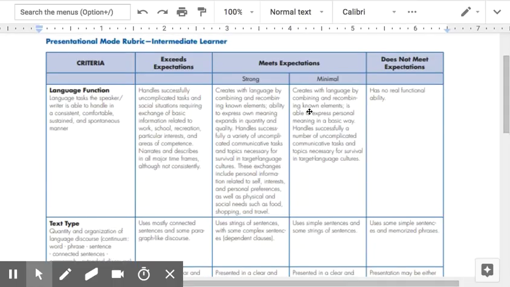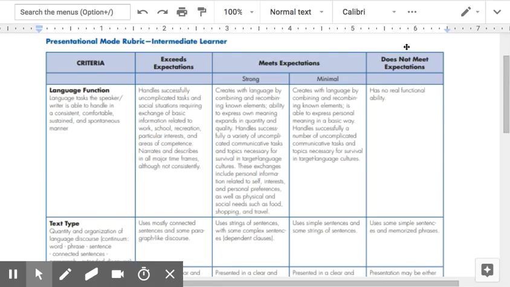I'm going to review the presentational mode rubric for intermediate learners using ACTFL's rubric. The first criteria we're going to look at is the language function. This is language tasks the speaker or writer is able to handle in a consistent, comfortable, sustained, and spontaneous manner.